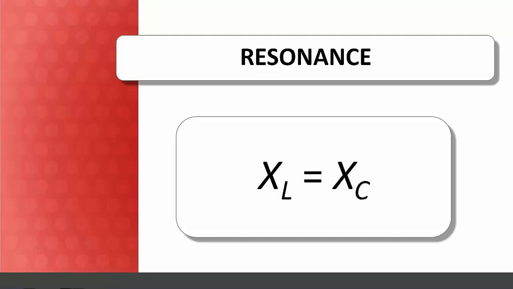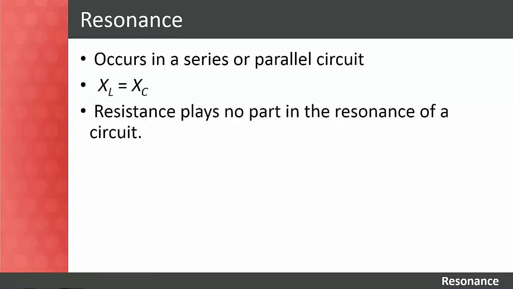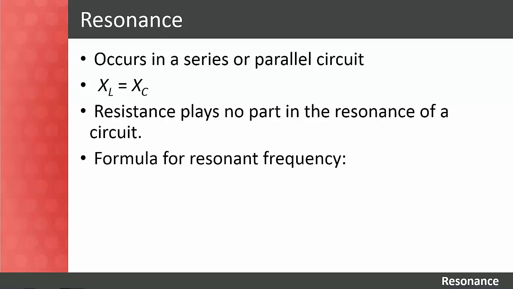The concept of resonance is critical to the understanding of RLC circuits. Resonance is a condition that will occur in a series or parallel circuit when XL equals Xc. Resistance plays no part in the resonance of a circuit. The formula to calculate the resonant frequency is F equals 1 over 2 pi square root LC.